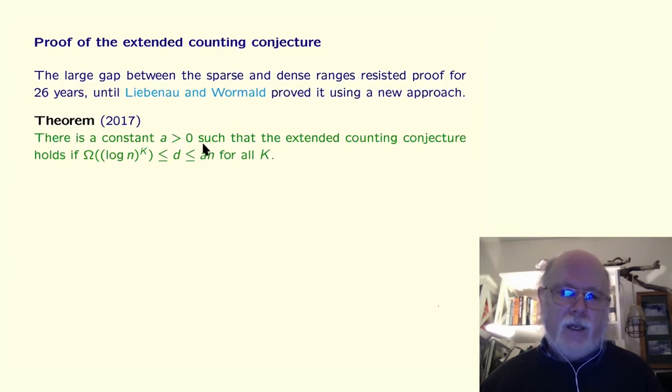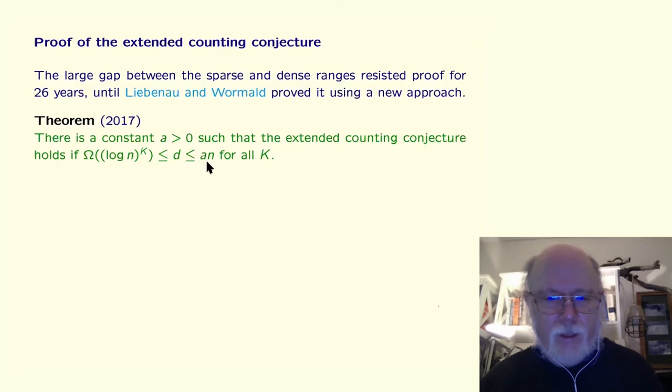For some constant a greater than 0, the extended counting conjecture holds as long as the average degree is greater than some power of log n and less than a constant times n. So it doesn't reach an arbitrary constant times n, but it reaches some constant times n, and this means that it overlaps the previous knowledge at both ends of the range, so the counting conjecture is now completely proved.